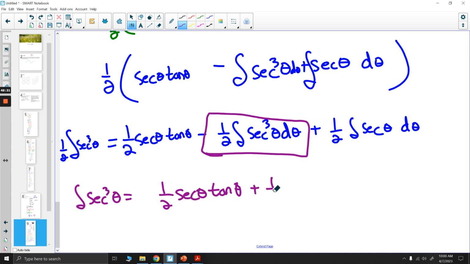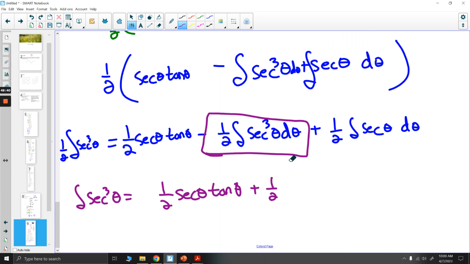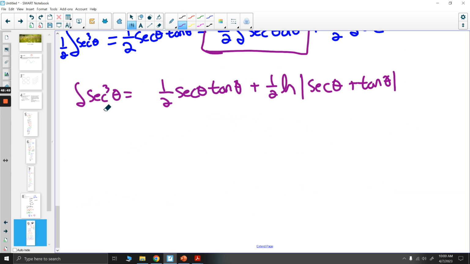plus 1/2 times the integral of secant theta, which is the natural log of secant theta plus tangent theta. All right, so that's what this thingy is.